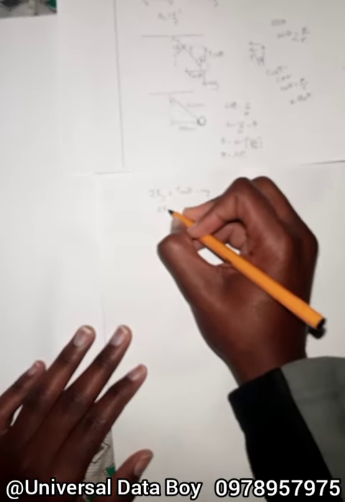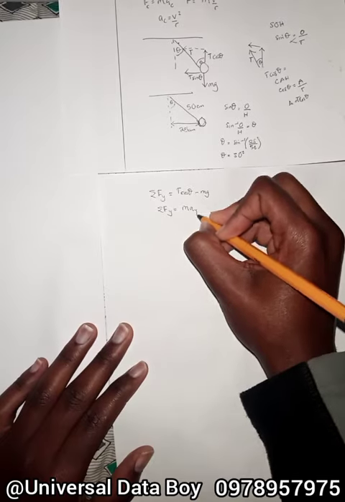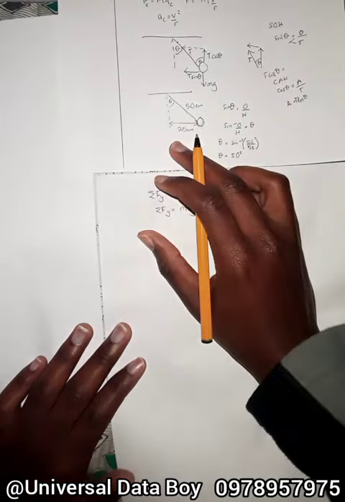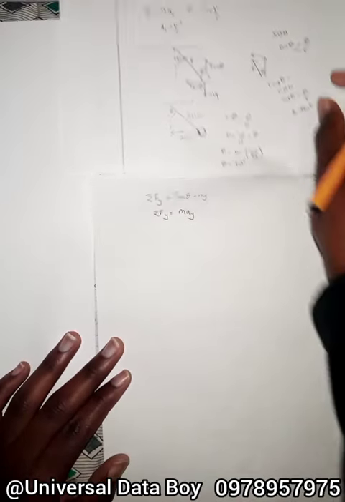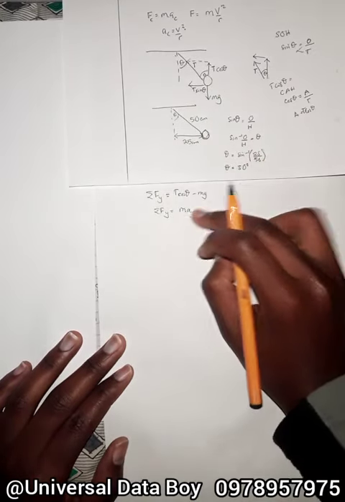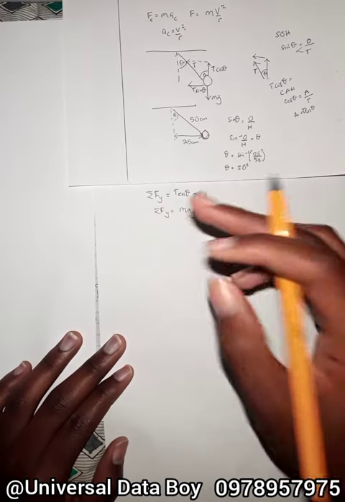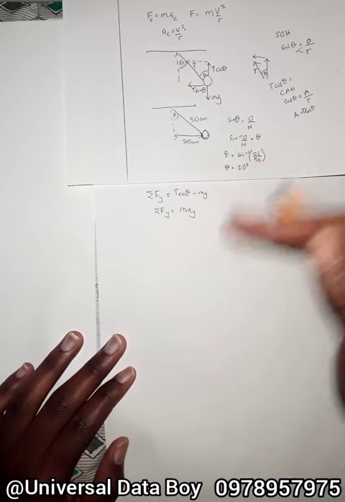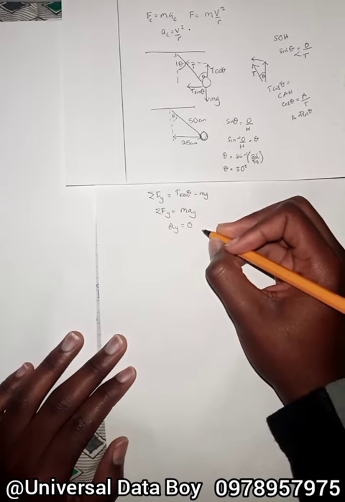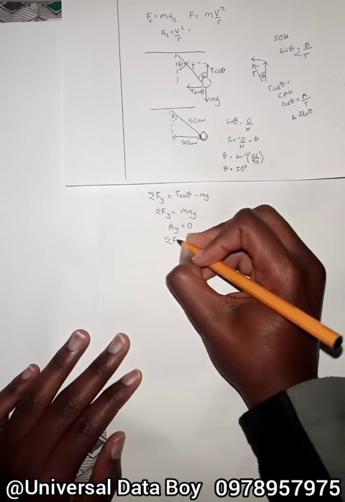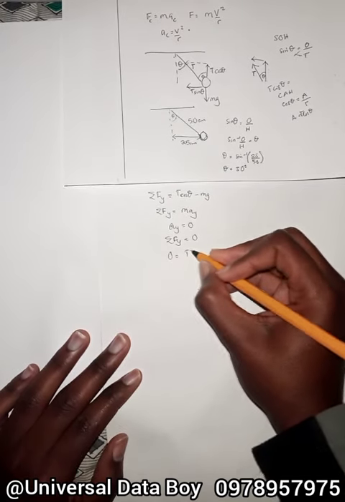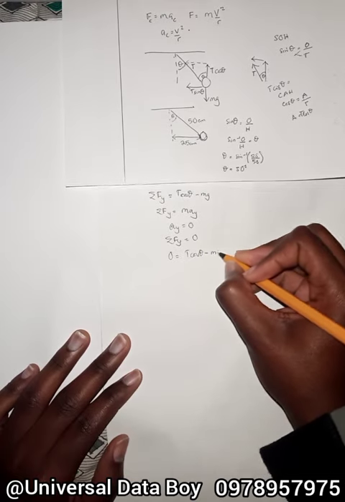Now summation of forces in the y is equal to mass times acceleration in the y. Now when you look at this mass, it's not moving in the y direction, it's only moving in the x direction, not in the y. So now we can conclude that acceleration in the y is 0, since there is no movement at all. Thus summation of forces in the y is equal to 0 as well. So now we can put our 0 there, t cos theta minus mg.